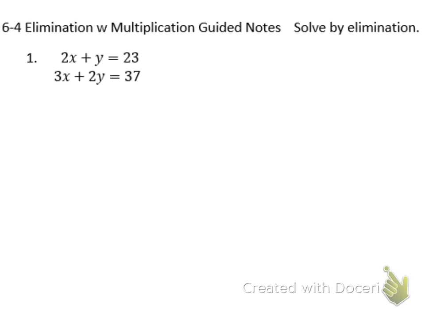All right, here we're solving by elimination, but if we add them just like they are, nothing's eliminated. We would have 5x plus 3y. So what we need to do is multiply by something so that the coefficients either on the x or on the y are opposites.